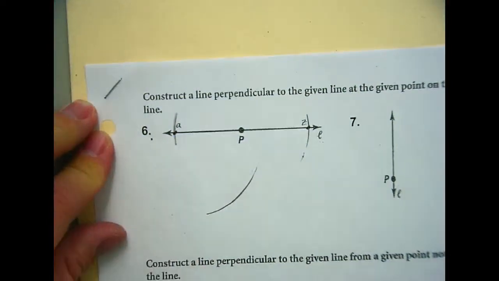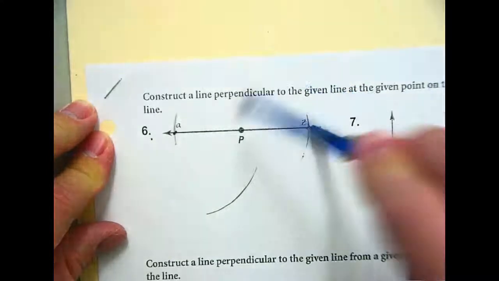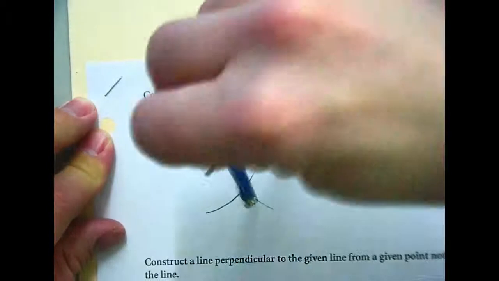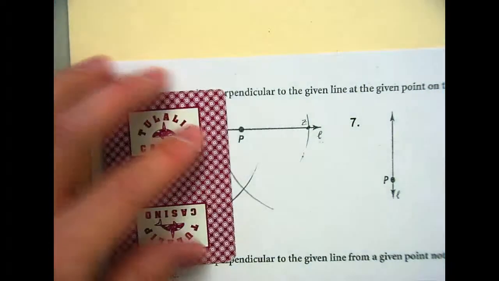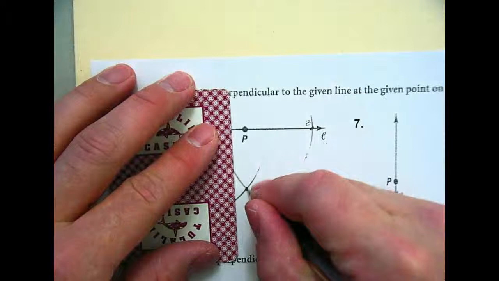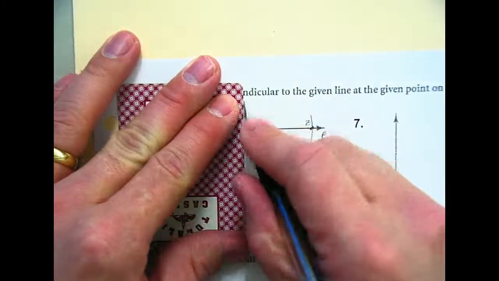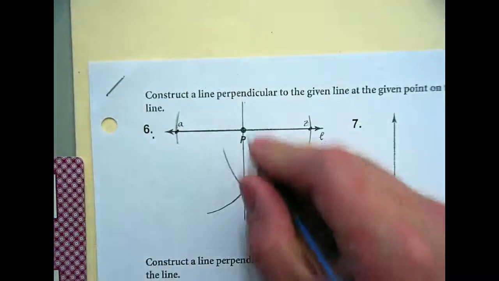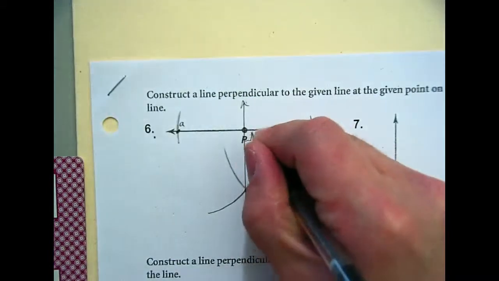Just anywhere out in space, I'm putting that arc. And now I'm going to go to point Z and, somewhere out in space, I'm making an arc. And you'll notice those 2 arcs intersect. And where those 2 arcs intersect is your second point. If we draw a line through point P and that new point we just constructed, that line that you just drew or constructed is perpendicular.